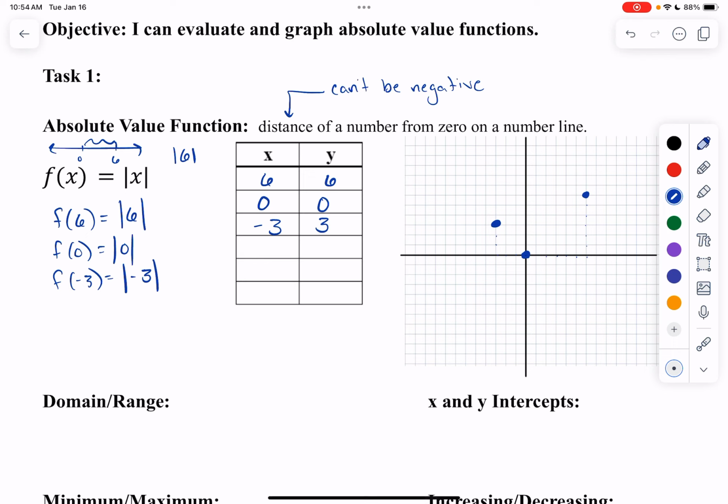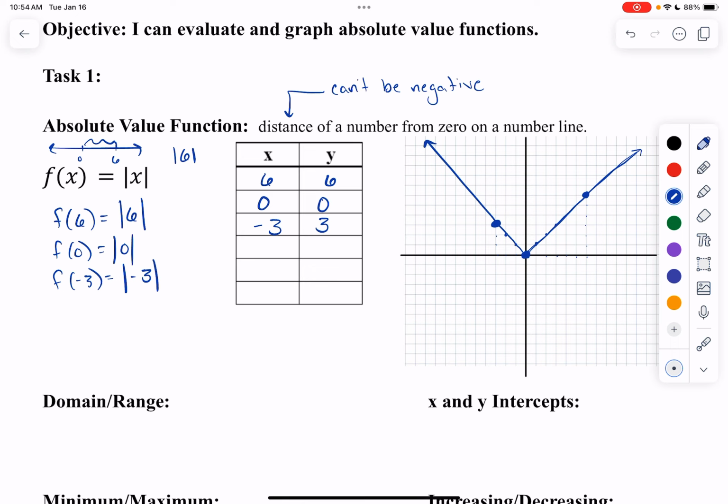So when I put in a 1, I get a 1, 2 gives 2, and 3 gives 3. Negative 1 gives me a 1. Negative 2 gives me a 2. So I end up getting a graph that looks like this. Right there. Looks like that. Maybe should have used a ruler, but okay, so there's my graph.